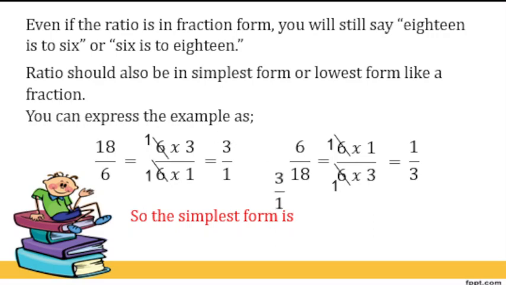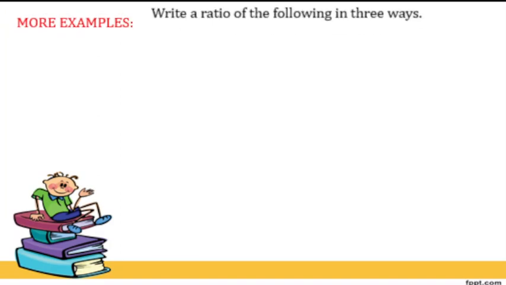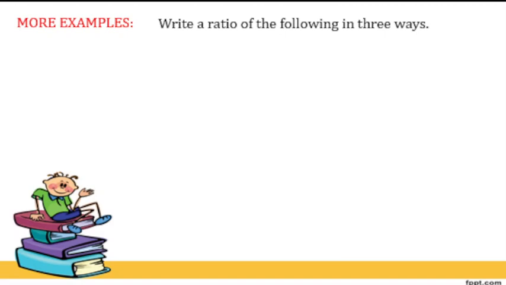is 3 is to 1 and 1 is to 3. Okay, again, we write that in 3 forms: in word form, colon, and in fraction. Okay, so let's have more examples. Write the ratio of the following in 3 ways.